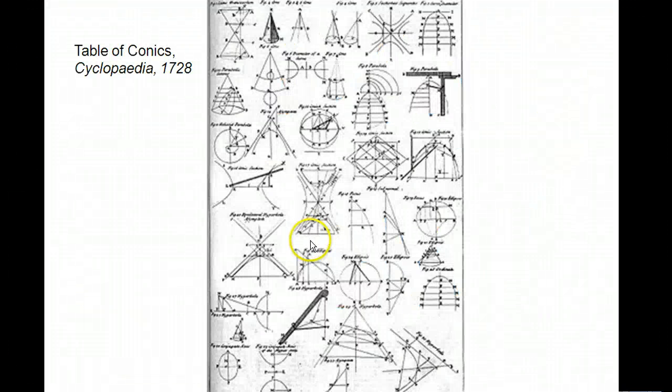Okay, so let's see this. I included this just for fun because the idea of conics has been around for quite a long time. The Babylonians had ideas about conics in, I don't know, 100 AD or something like that, or even before then. So this idea of conics is not a new idea. It is one of the original branches of mathematics, and this was a page from the table of conics in the Cyclopaedia from 1728, just for fun.